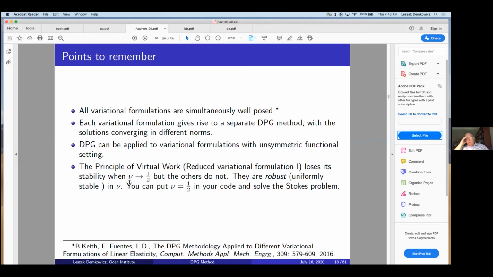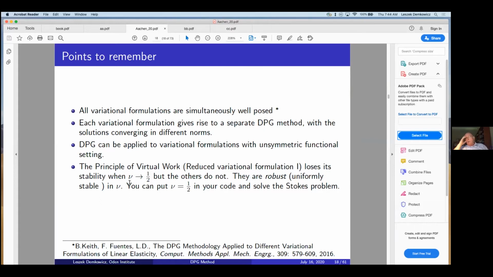Why am I talking about that? Because if you are interested in solving a nearly incompressible equation or the incompressible one, then you shouldn't work with the principle of virtual work, but the other formulations. You should start with the formulation that remains uniformly stable. Now, is this what happened in the past? No, it didn't.